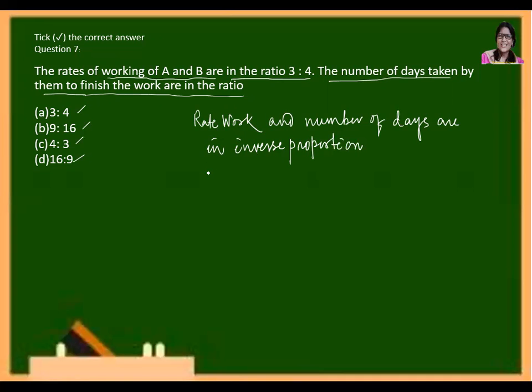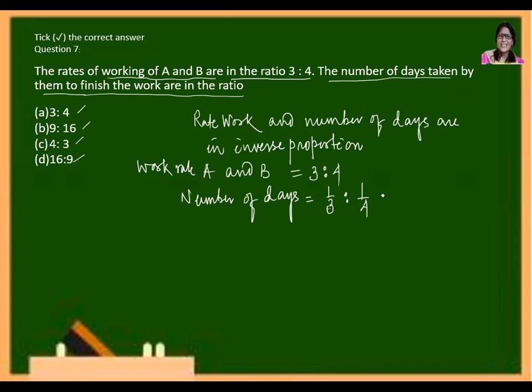So if the work rate of A and B is 3:4, then the number of days will be the reciprocal of this. Reciprocal of this means what? It will be 1/3 is to 1/4. So I am making it simplest by multiplying 12 in both of them. So 1/3 multiplied by 12 is to 1/4 multiplied by 12. How much am I getting? I am getting 4:3. So when the rate of work is 3:4, you just take its reciprocal. That means you can take the inverse ratio. 3:4, its inverse ratio is 4:3.